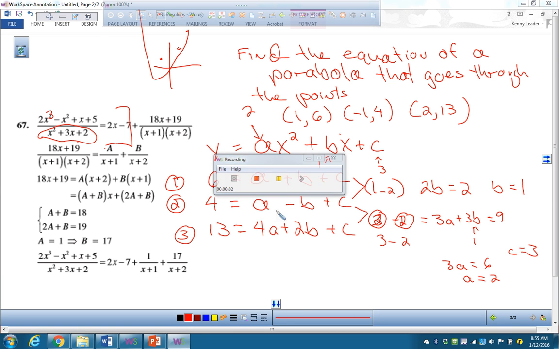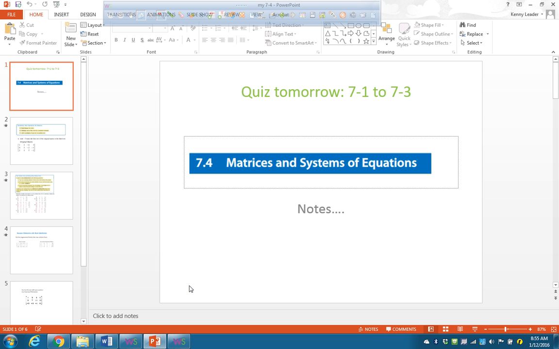Okay, we're going. So this is called solving systems with matrices. A matrix is just an ordered set of numbers in kind of a block formation.